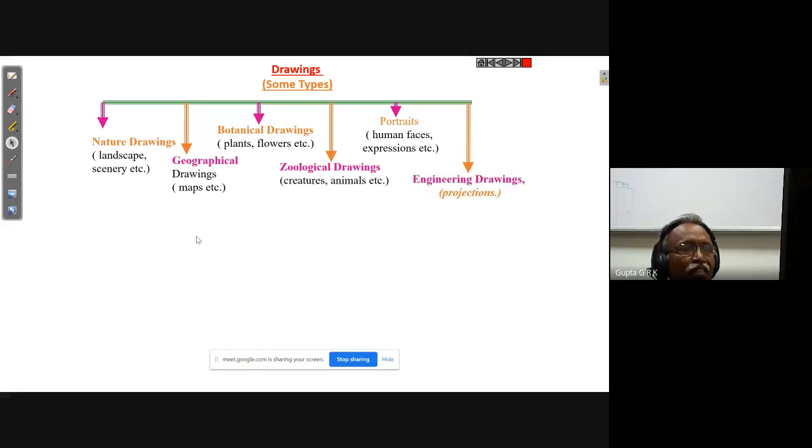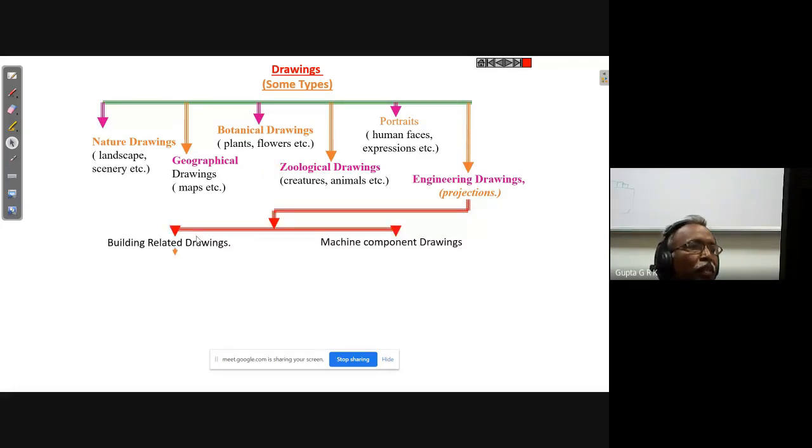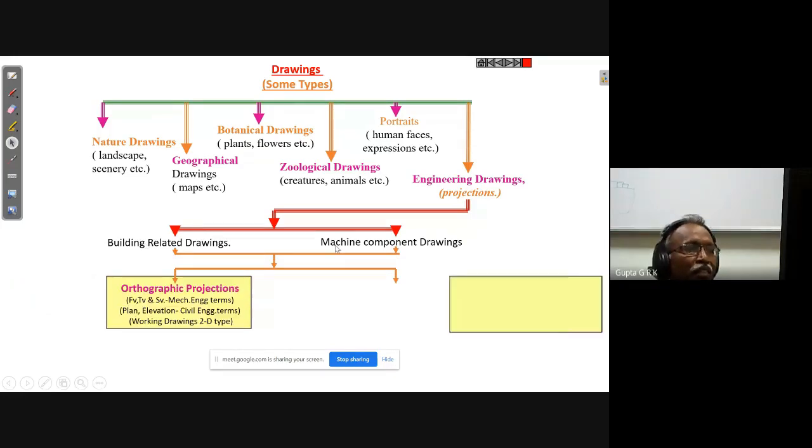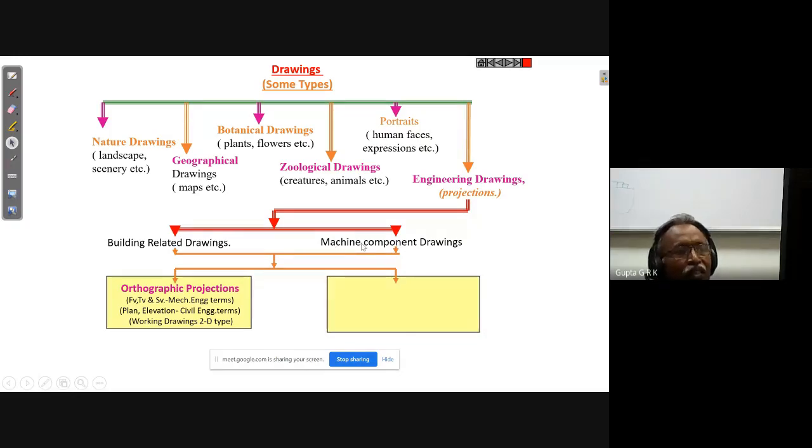Now we are interested in engineering drawing, which deals with projections of objects in two ways. One is orthographic projections. Two types: building related drawings and machine component drawings. Building related drawings are drawn by civil engineers. Machine component drawings are drawn by mechanical engineers or any other engineer who comes across machine components. So this is done in two ways, either building drawing or machine component drawing. We have orthographic projection and isometric projection. We are going to deal with orthographic projection till almost the end of the semester.